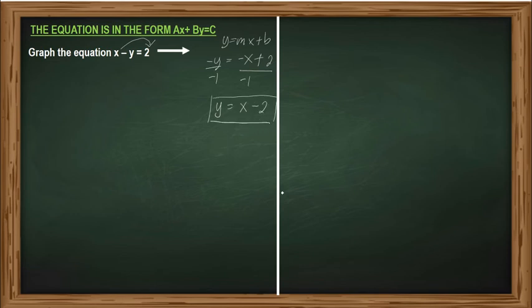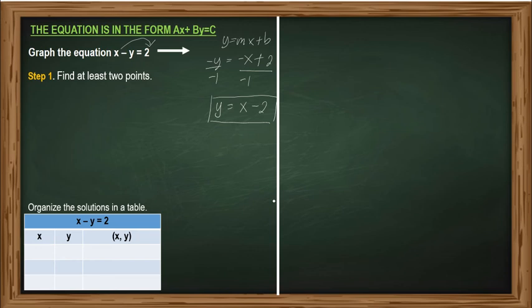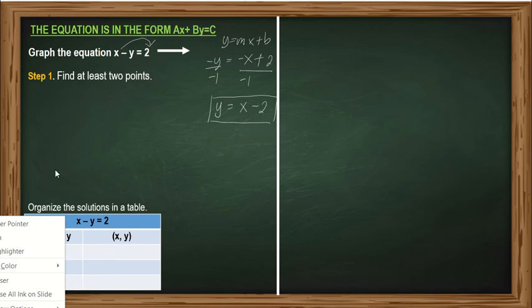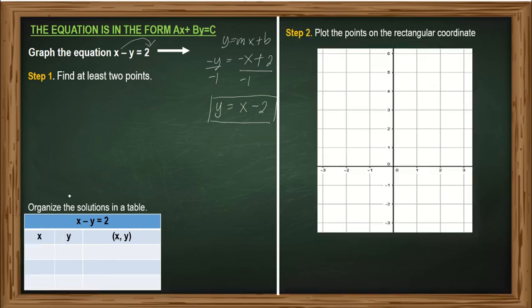Okay? Then, we can make use of any points on the line. So, find at least 2 points. Say you don't want to make use of the x and y intercepts. Okay, that's fine. Let's look for other points on the line by determining the value of x first. So, we can make use of negative 1, 0, 1, or negative 1, 1.